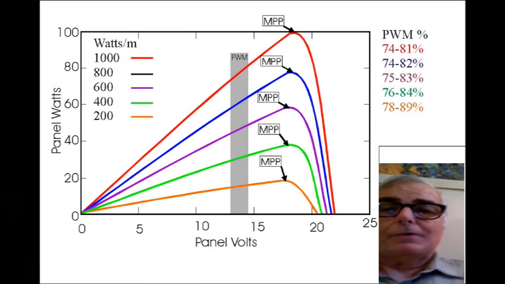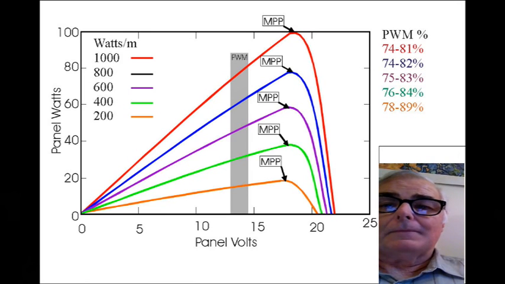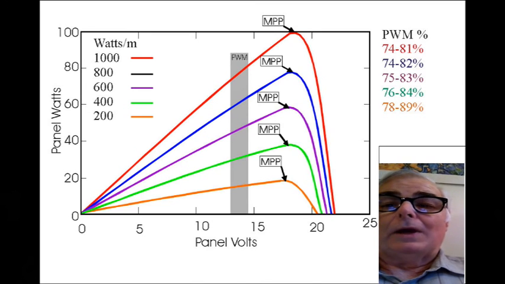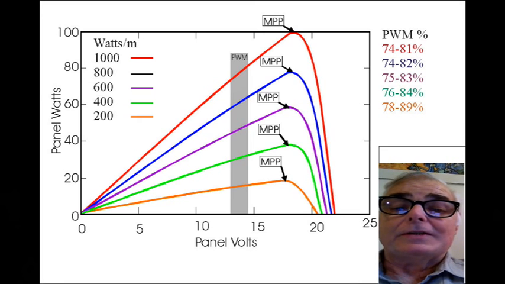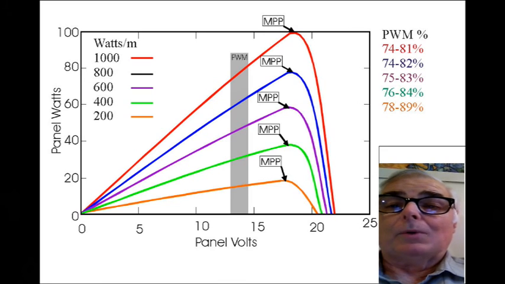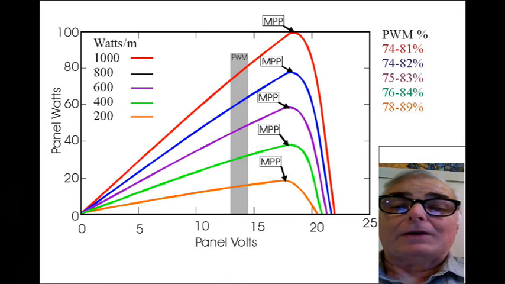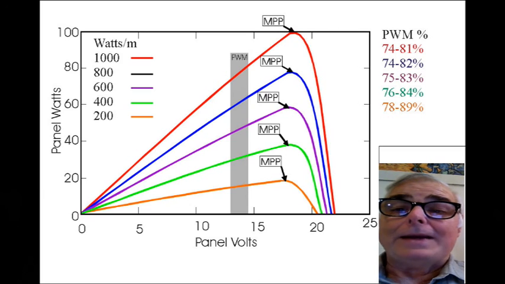Okay, here's the first graph that I wanted to have a look at. This graph is for a 100-watt solar panel, and it is solar panel output versus panel voltage. There are 5 curves here, and these are curves for different sunlight intensities on the panel. The bottom curve is for 200 watts per square meter. The top curve is for 1,000, which is the standard rating for solar panels.